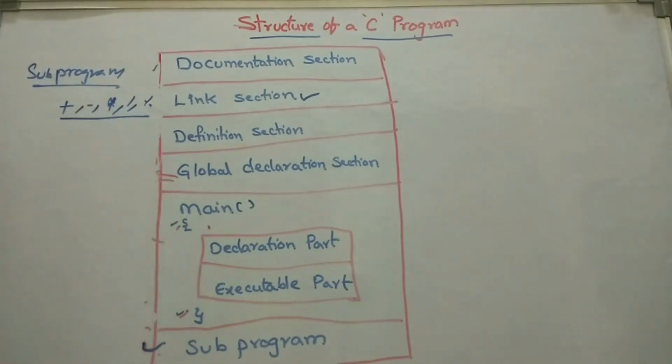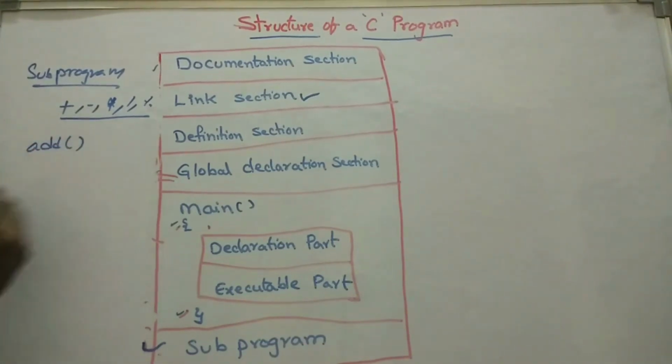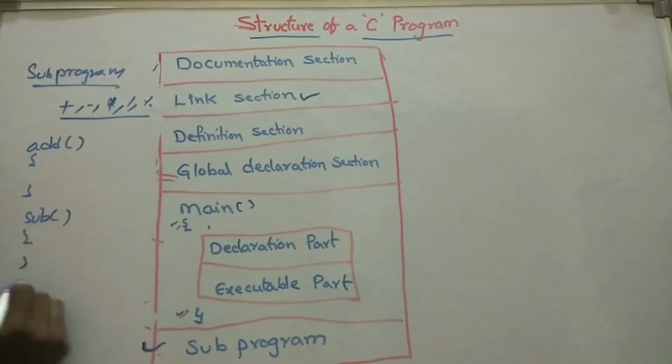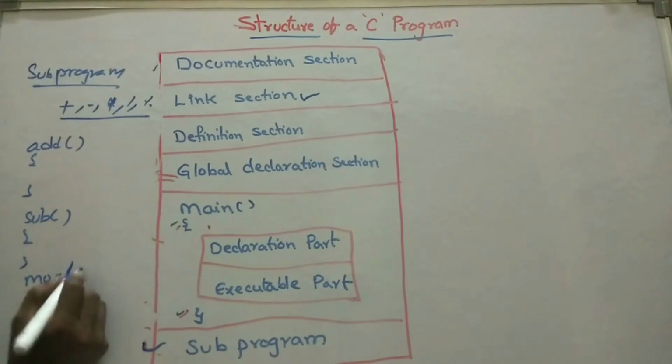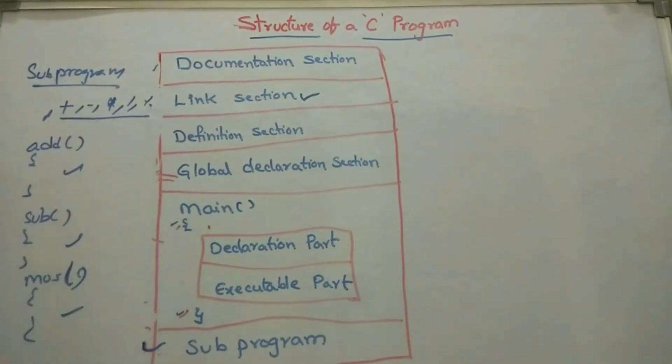Suppose let us assume it is a big problem. Now what can I do? I assume addition is one program, subtraction is one program, and multiplication is one program. Like that, the given problem is divided into n number of subprograms. Right? That is the subprogram section.